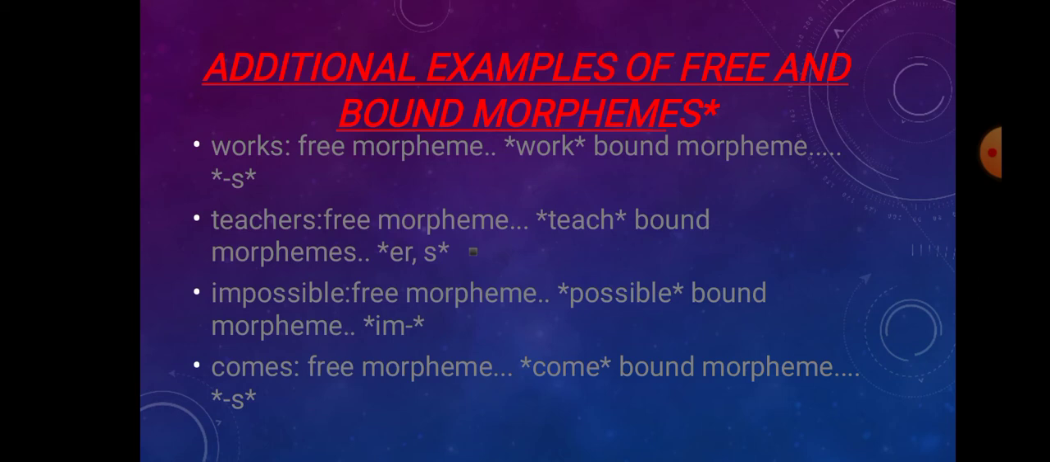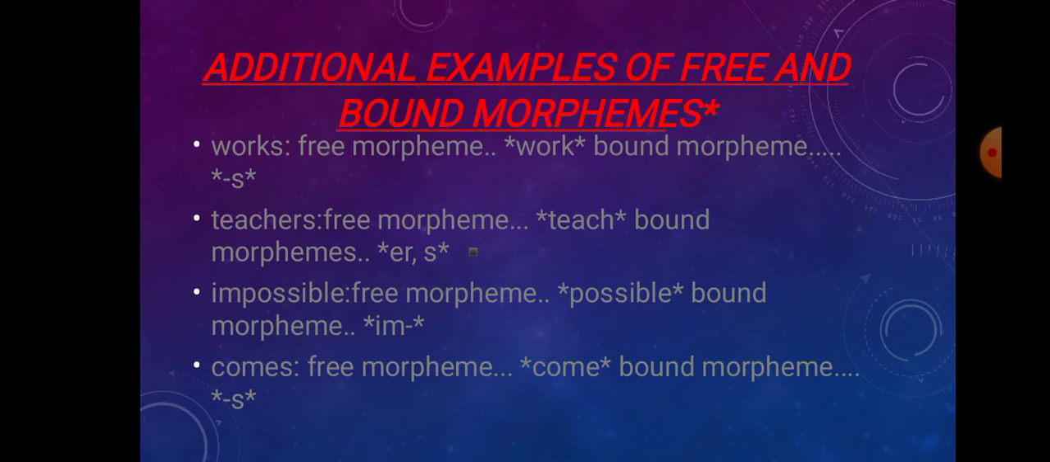Now let's proceed to the other word, that's impossible. Impossible consists of two morphemes, that's a free morpheme and a bound morpheme. The free morpheme in impossible is possible, and the bound morpheme is im. Now let's look at comes. Comes also has two morphemes, the free morpheme and the bound morpheme. The free morpheme in comes is come, and the bound morpheme in comes is s.